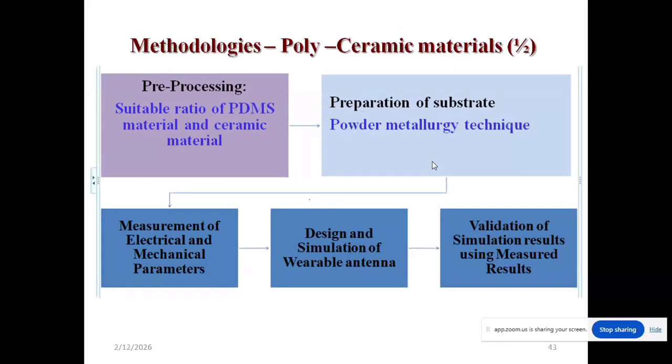After preparing the substrate, we need to measure the electrical and mechanical parameters of the prepared substrate. Based on the parameters measured, we can go for simulation of the wearable antenna using the measured values of electrical parameters such as loss tangent and dielectric constant. We can do the simulation using any tool, HFSS or CST. Then we can go for validation of simulated and measured results. This is the process of making a patch antenna using polyceramic material.